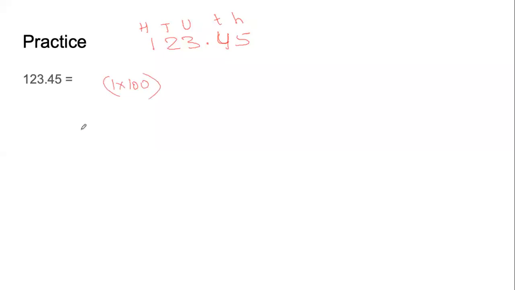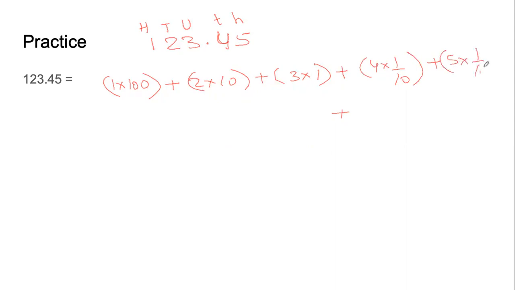Now remember, hundreds place means it is 1 into 100. This is first part. Tens place means 2 into 10. 3 is in the units place, so it will be 3 into 1. It hasn't finished here. And Tushar, here is where you did it wrong. We don't write a decimal point. There is another plus. And now we have 4 into 1 by 10 plus 5 into 1 by 100.